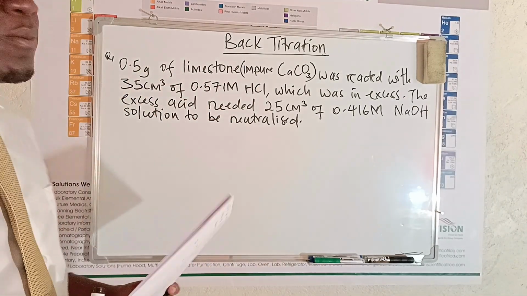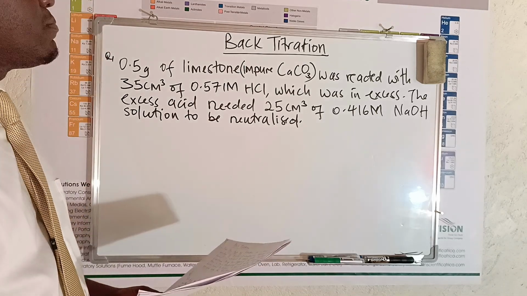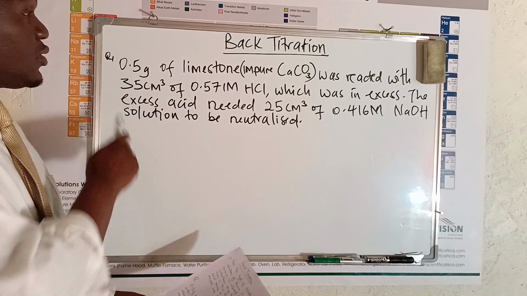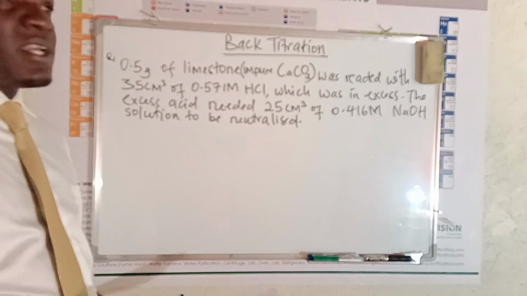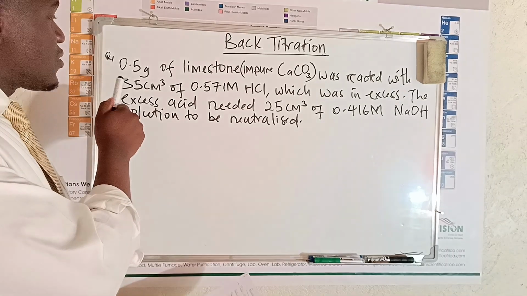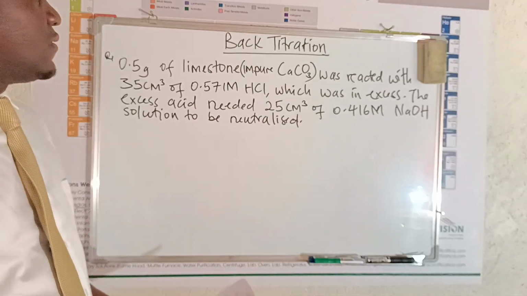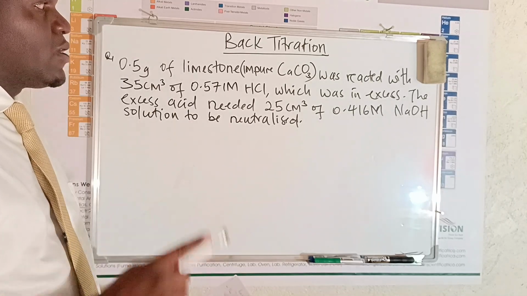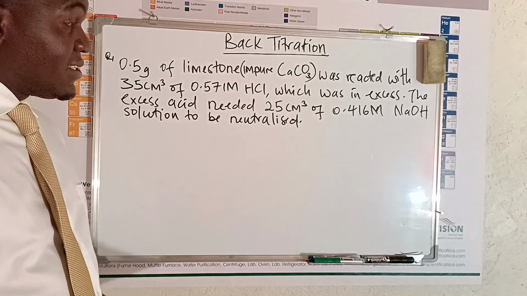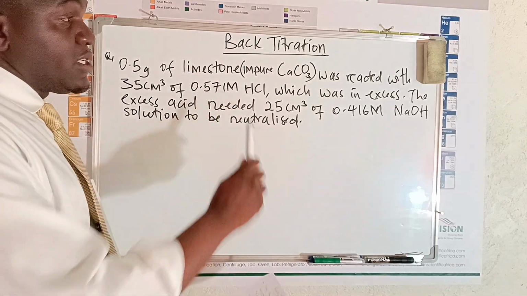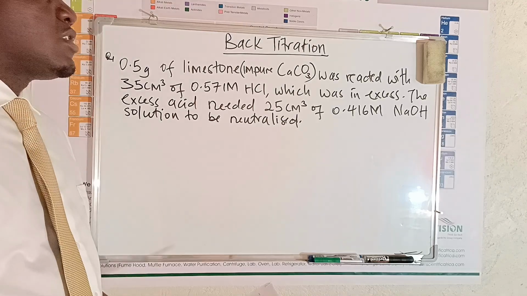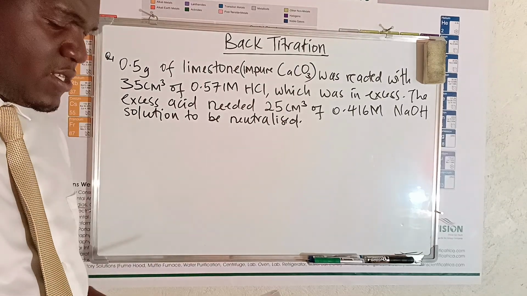Now today we have a back titration question, and the question reads: 0.5 grams of limestone, which basically is pure calcium carbonate, was reacted with 35 cubic centimeter of 0.571 molar hydrochloric acid, which was in excess. The excess acid needed 25 cubic centimeter of 0.416 molar sodium hydroxide to be completely neutralized.